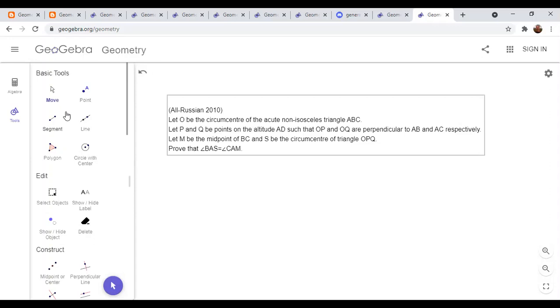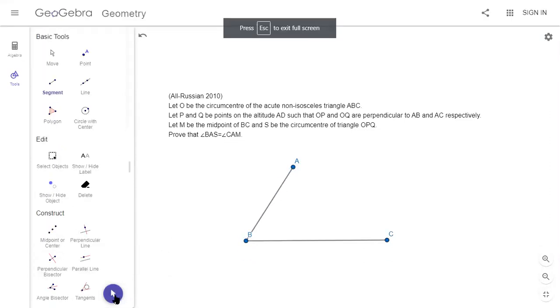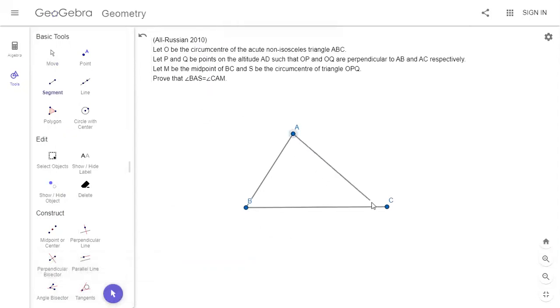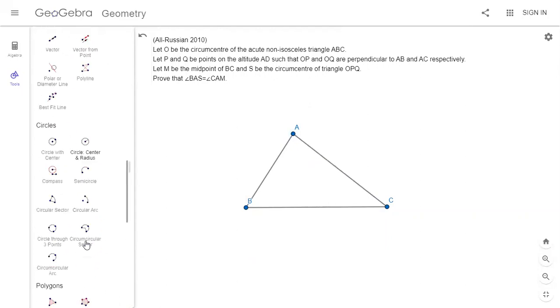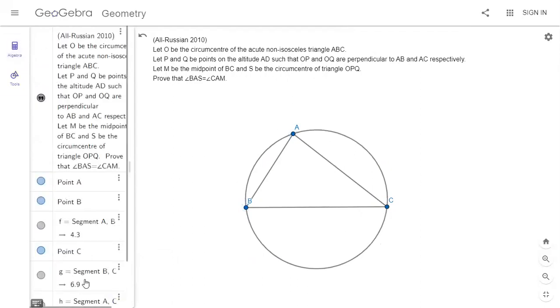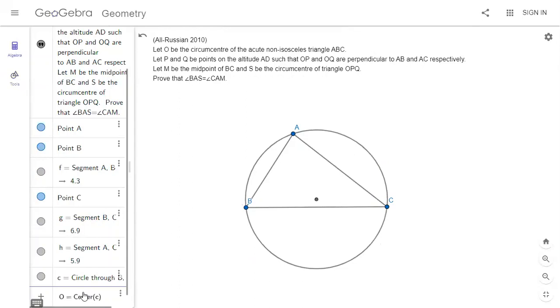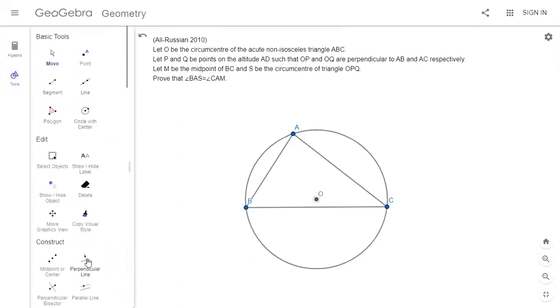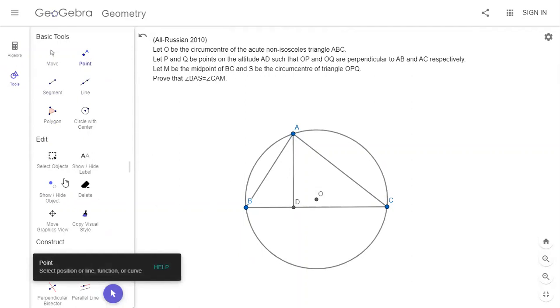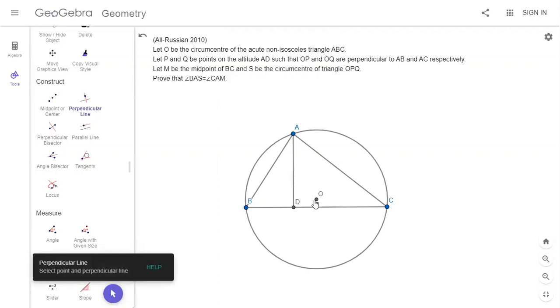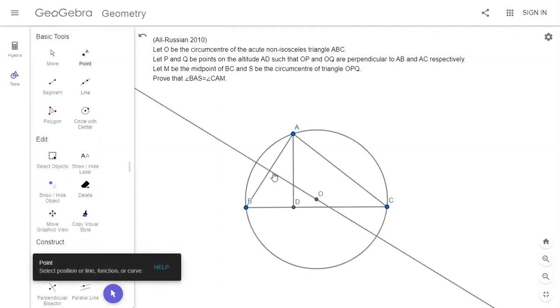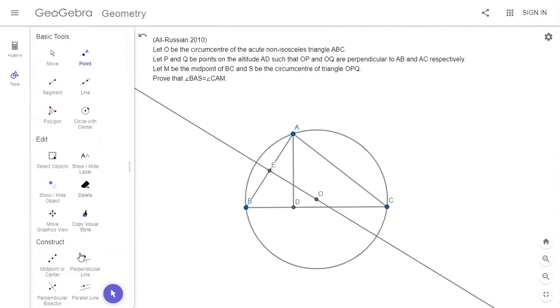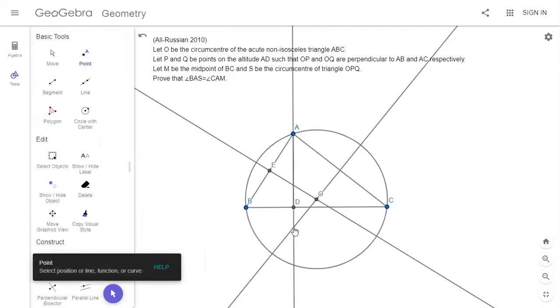That should work. Okay. O is the circumcenter of ABC. Let me maximize. P and Q are on the altitude AB. If only there were an altitude tool in GEO. Although maybe they have a good reason for not having it. So OP and OQ. Okay, so we draw the perpendiculars to AB and AC. We're going to need to extend the altitude. Maybe I'll just let it meet the circumcircle at another point, G.